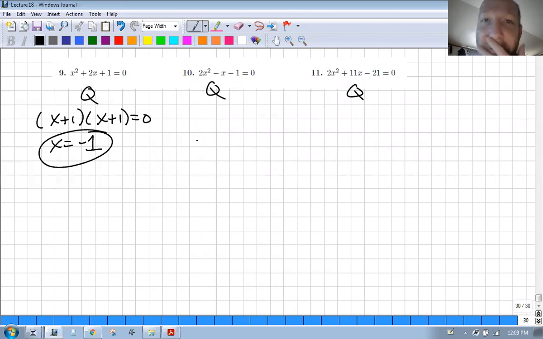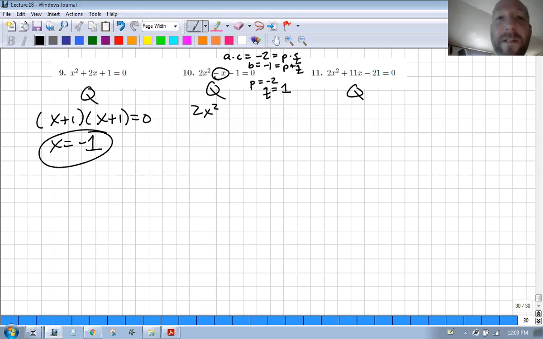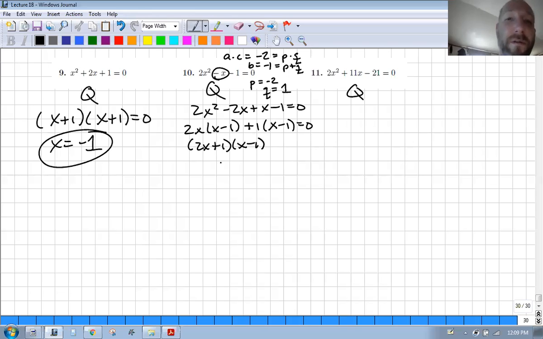Over here, let's see, if we do our a times c, that's going to be a -2. Our b here is a -1. So if we did p to be -2 and q to be 1, we can take that minus x and rewrite it as a -2x plus x. So we can factor out a 2x. So this is an x minus 1, and then a 1 times an x minus 1. 2x plus 1 times x minus 1.